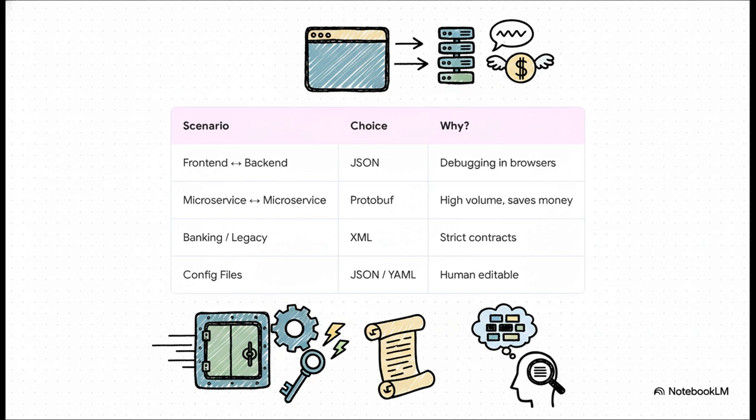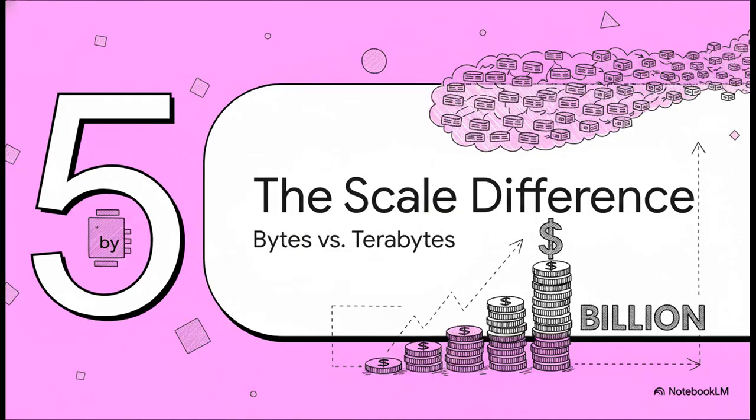Dealing with an old banking system or some legacy enterprise software? Yeah, you're probably stuck with XML. And finally, what about configuration files that humans need to open and edit? JSON or something similar is the way to go. I know what you might be thinking. Are these little differences in file size really that big of a deal? Let me tell you. At scale, this choice isn't just a nerdy technical detail. It can literally be a billion-dollar difference.